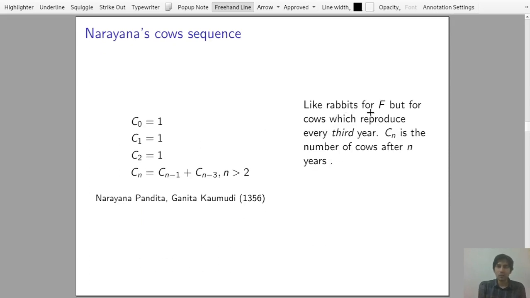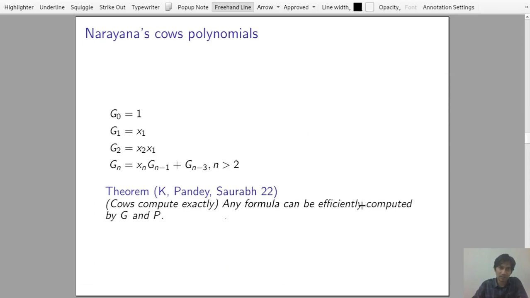So this sequence was first studied by Narayana Pandita, who used it to model the number of cows after n years, where cows are just like rabbits, but they only reproduce every third year. And Cn is the number of cows after n years. So for example, this sequence begins as follows: 1, 1, 1, 2, 3, 4, 6, 9. This is a sequence that grows slower than the Fibonacci sequence, but it is still exponential, and it has other interesting properties in combinatorics.